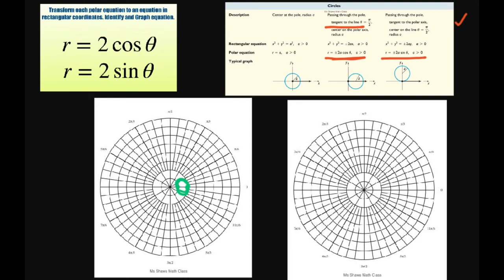And then this one, the center was 0, 1. So you go up 1 here and go up 1. So that's why this one is centered on the line theta equals pi over 2. That's what that means. This one is centered on the pole here at 0.